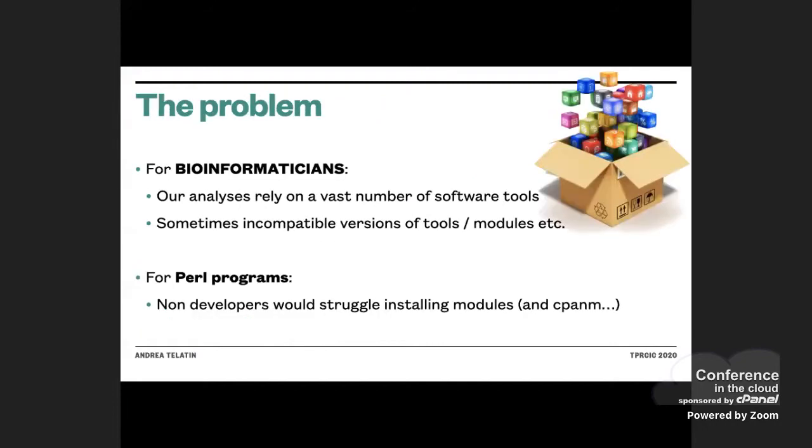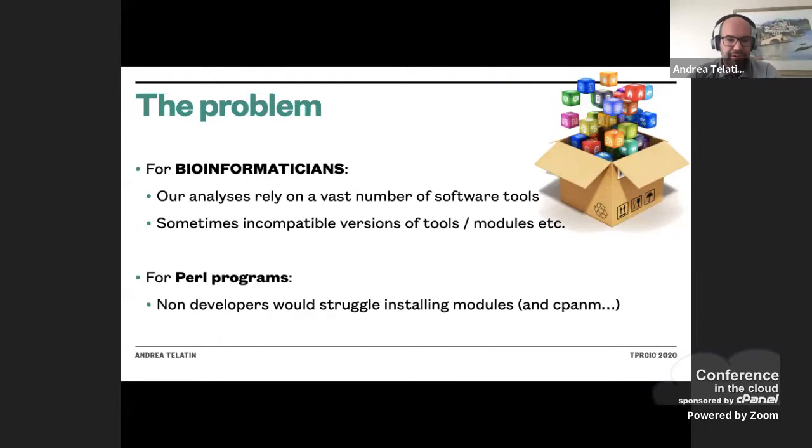Bioinformaticians have a problem: there is a massive amount of software tools that we need to use simultaneously. They also depend on a lot of different software, and usually we need multiple versions of the same tool for different pipelines. And as a Perl developer, I had a specific problem as well. Sometimes I made a script that I wanted to share, and I knew that if I wanted to share it with people that weren't Perl developers themselves, they would struggle installing Perl modules.